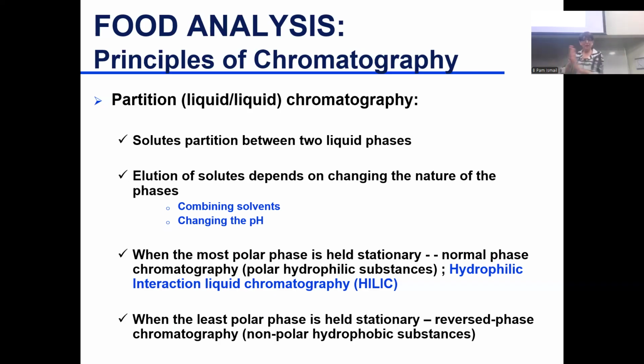Now, when we flip it, reverse it, and nonpolar is the stationary phase, then it becomes reversed phase. So, all right, now that concept is becoming a little bit more familiar as I repeat it. Okay.